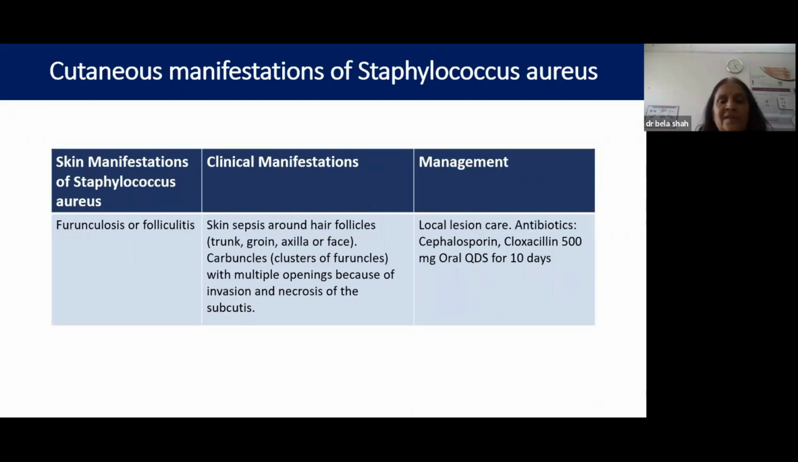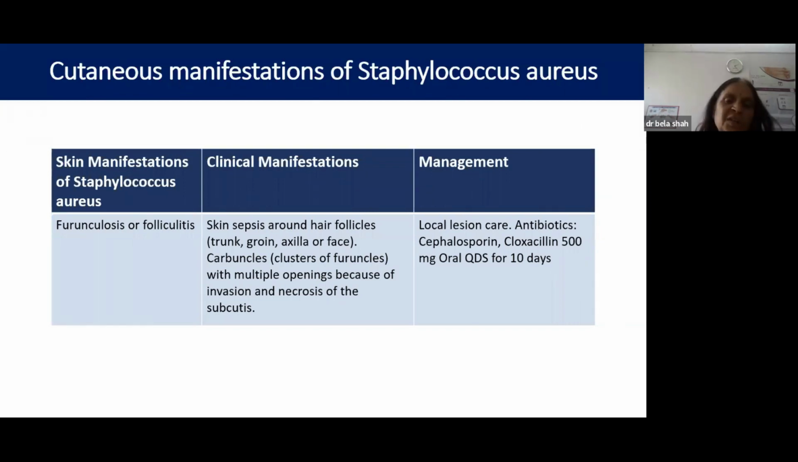Furuncle or folliculitis, we may not require them to be drained. They are amenable to topical treatment as well as oral antibiotics, and typically furuncles and folliculitis can be seen around hair follicles. So in the groin, in the axillae, on the trunk, on the face, even on the lower limbs, hairy limbs, you can have folliculitis and furuncles.